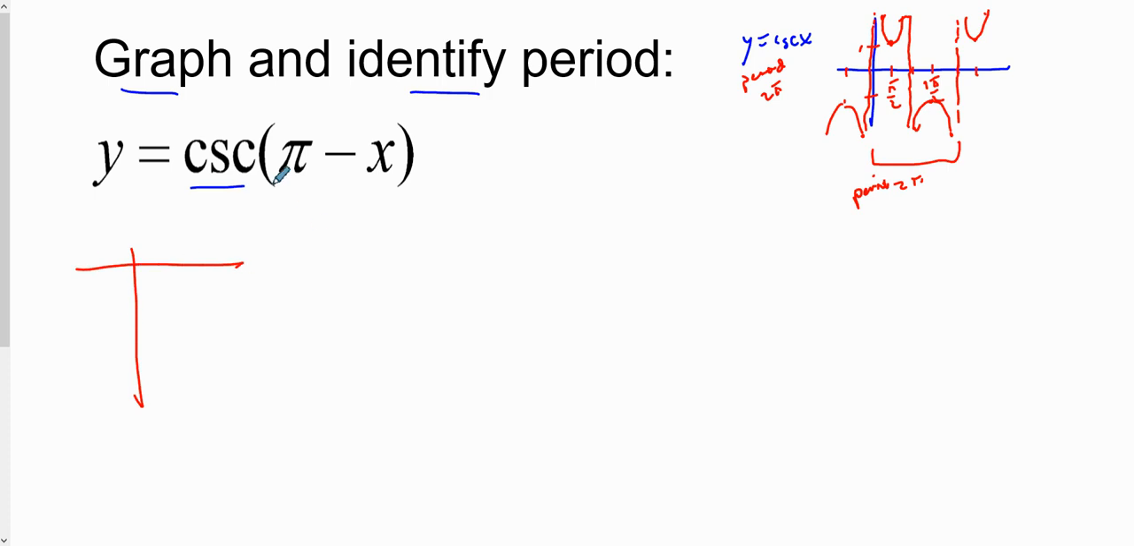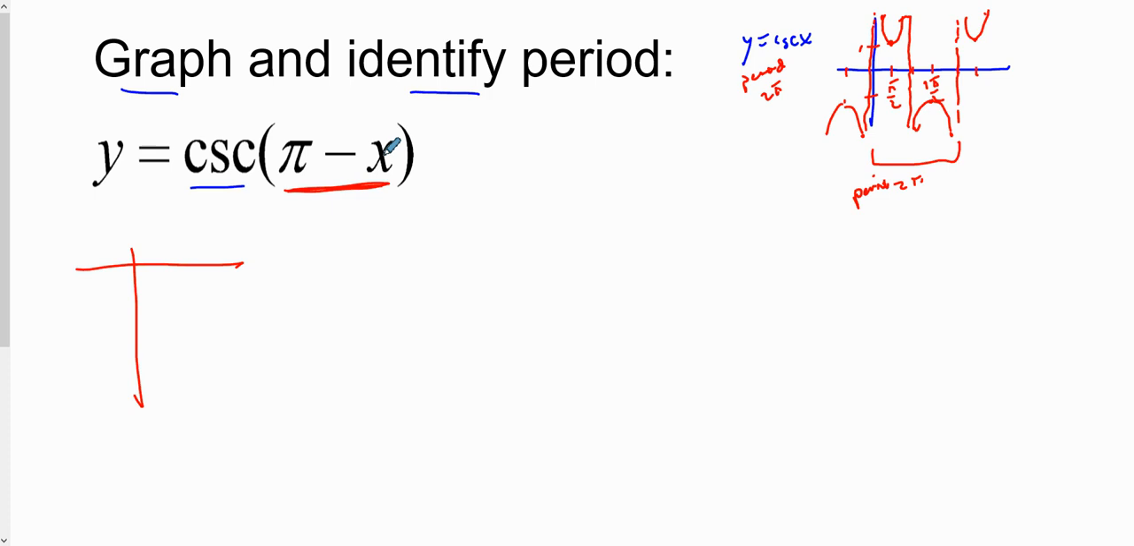If you look at this, it appears that none of the y values, none of the outside, is changing. So the y values are all going to stay the same. That means the ranges will stay the same: y is greater than or equal to 1, or y is less than or equal to negative 1. Those will stay the same. However, you can see the inside, the domain, changes. And so how does that change?